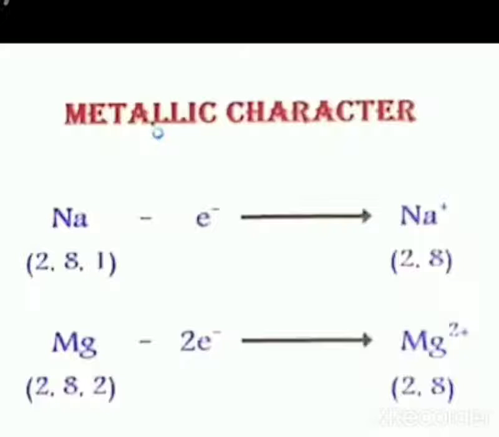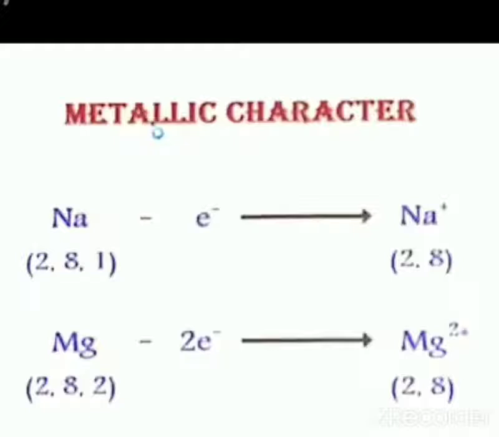As you know, we are continuing our periodic properties and their variation in periods and groups. So we have almost completed all the properties, only one left, that is your metallic character or electropositivity. So in this video, we are going to discuss the metallic character and non-metallic character. So what does the term mean?